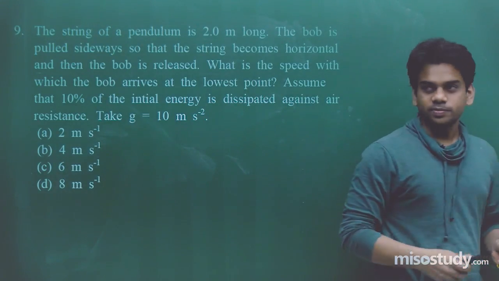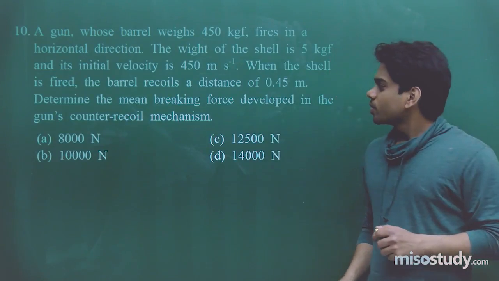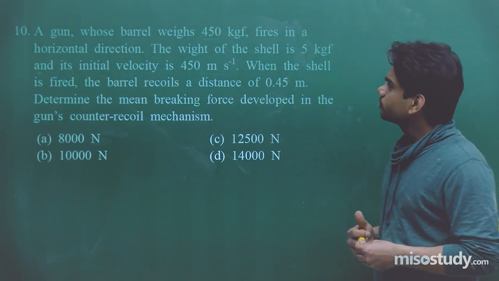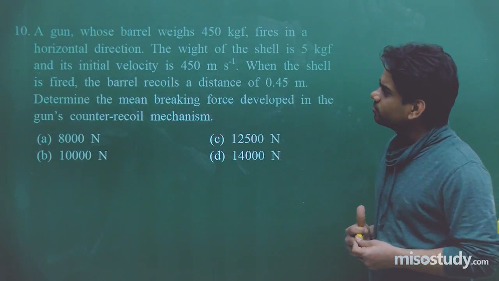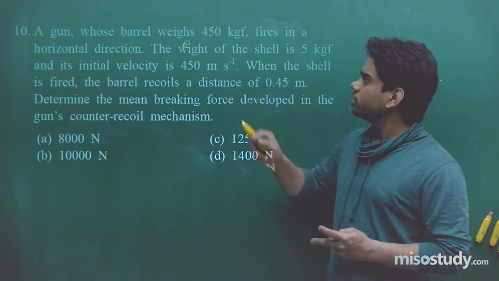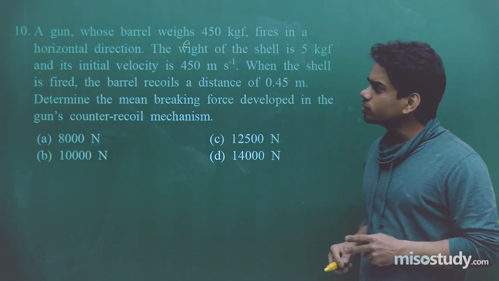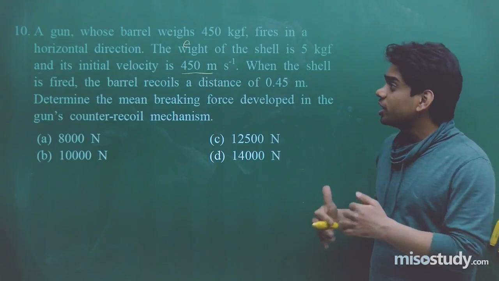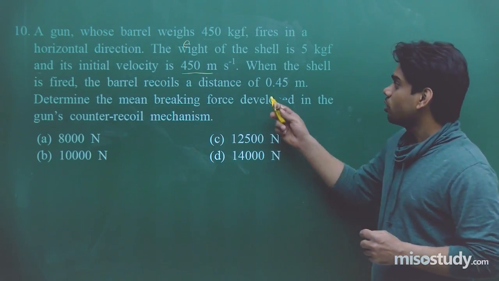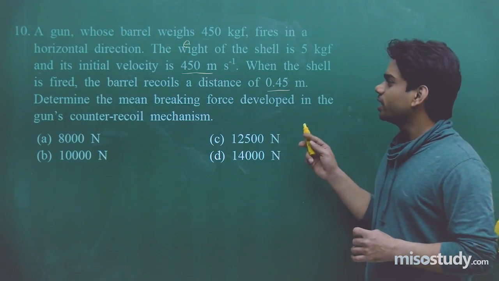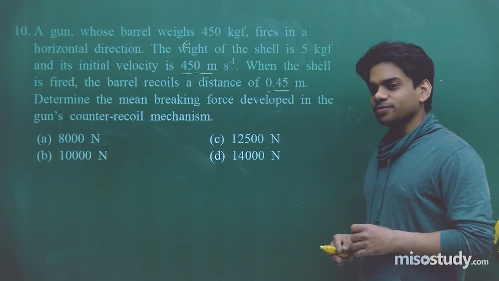Let's go ahead with the next one. Question number 10. A gun whose barrel weighs 450 kilogram force fires in a horizontal direction. The weight of the shell is 5 kilogram force and its initial velocity is 450 meter per second. When the shell is fired, the barrel recoils a distance of 0.45 meter. Determine the mean braking force developed in the gun's recoil mechanism.